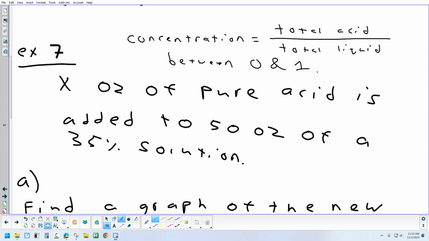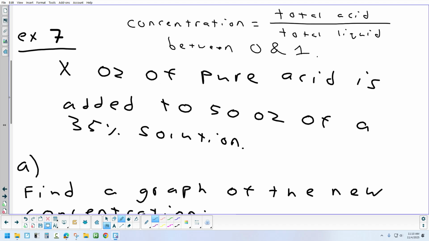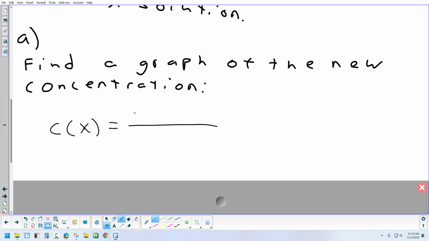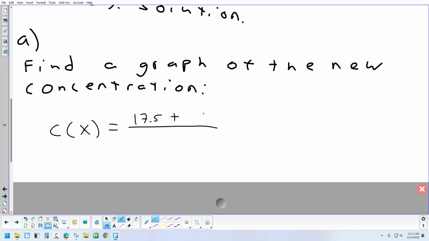How much did we start with? 35%. So it has to be an amount of acid, not a percentage of acid. 17.5 ounces. Yes. We started with 17.5 ounces. And how much acid did we pour in? x. That'll be the new amount of acid that you have. What you started with plus what you poured in.